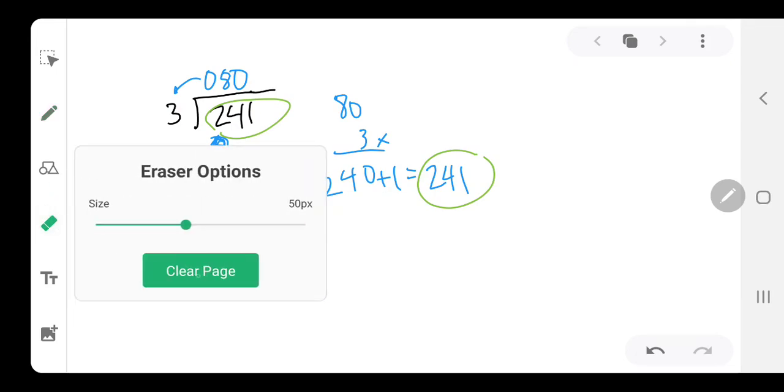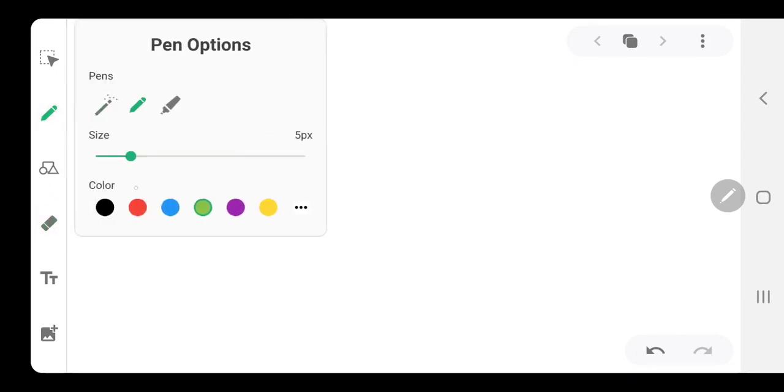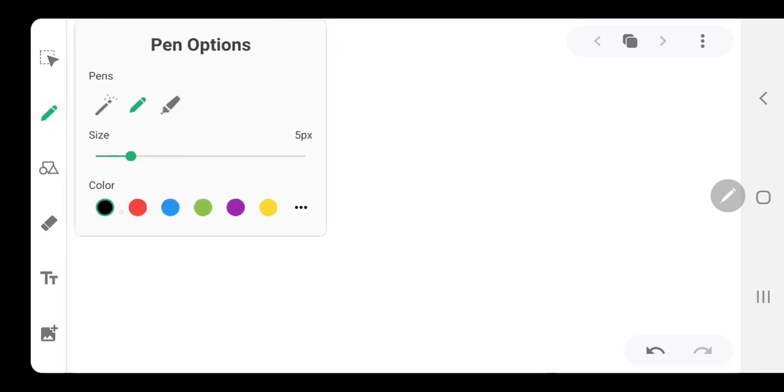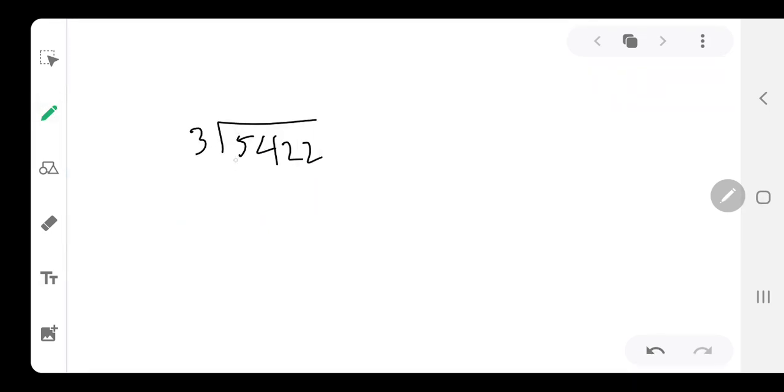So let's clear the page again. Okay, and this one right here. Okay, 3 divided into 5,422. So look at this example. Okay, so again, the first digit can be divided by 3, so that's just 1 times 3 gives us 3. Okay, remainder 2. We bring down the next number.